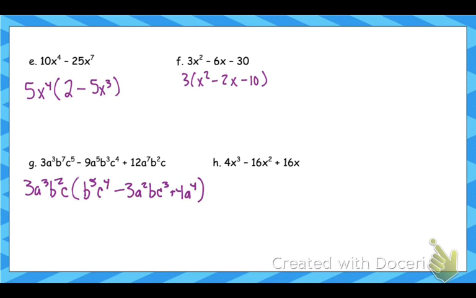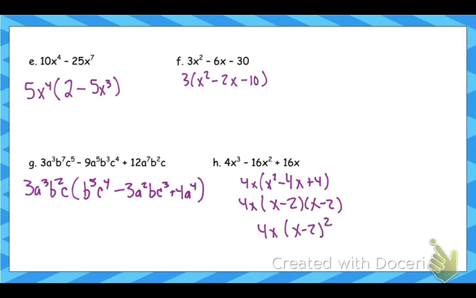All right, and then again on h, first step is GCF. All three terms have a 4. All three terms have an x. So that would leave me with x squared minus 4x plus 4. Then from there, I would look and see, does that trinomial factor? So what multiplies to 4 and adds to negative 4? And that would be 2. So x minus 2 and x minus 2. Another way I could write that, though, is x minus 2 squared.